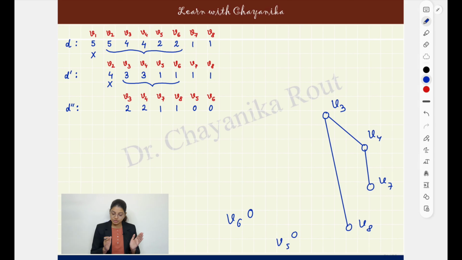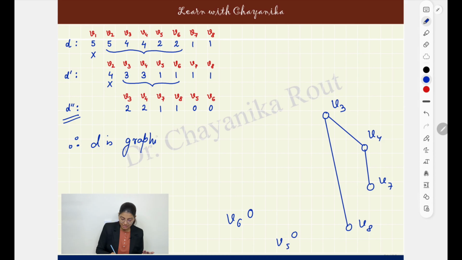Now in that situation, V3 and V4 have degree 2 each, V7 and V8 have degree 1 each, and V5 and V6 are isolated vertices with degree 0 each. So this is a simple graph satisfying the degree sequence D double dash. So D double dash is graphical, hence D dash is graphical, hence we can conclude the given sequence D is a graphic sequence, or it is graphical.